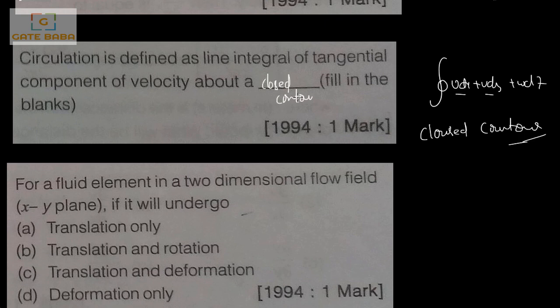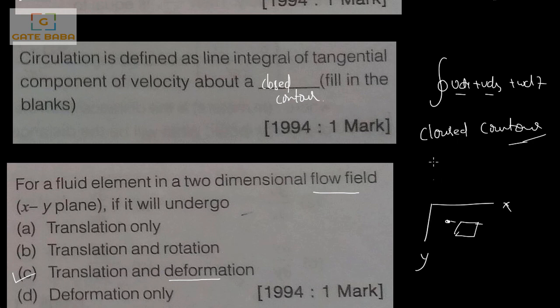Okay, and the next question is, for a fluid element in a two-dimensional flow field, the xy plane, what will it undergo? So it is x and it is y, just take as reference. So a fluid element, what can it go through? It can translate or it can have some shear. So the best option is translation and deformation. The shear means the deformation. And you can argue with me that is there any rotation?